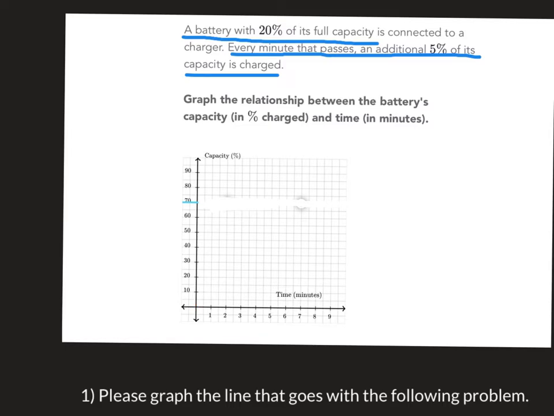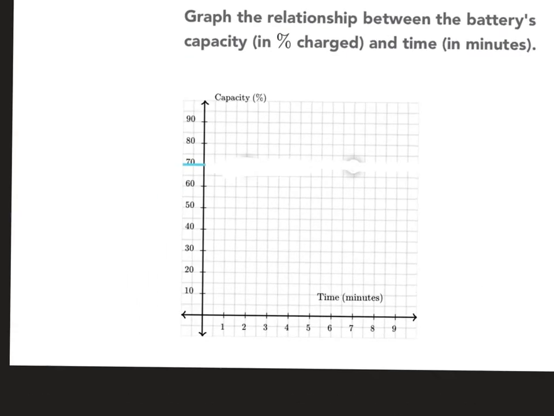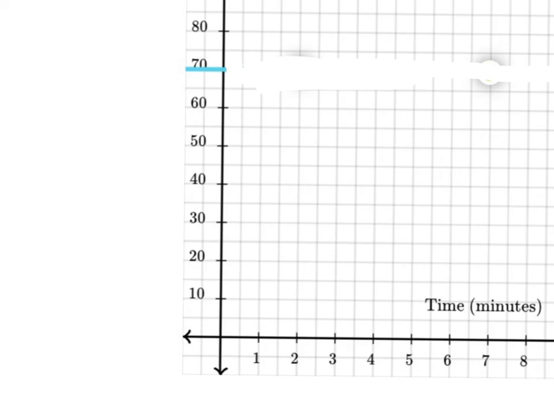So, if this graph is going to represent the relationship between battery and time, at 0 minutes, so before we plugged in the charger, what percent were we at? It tells us that we were at 20%. So what we're going to do is plot a point where 20% is. And that is right here.